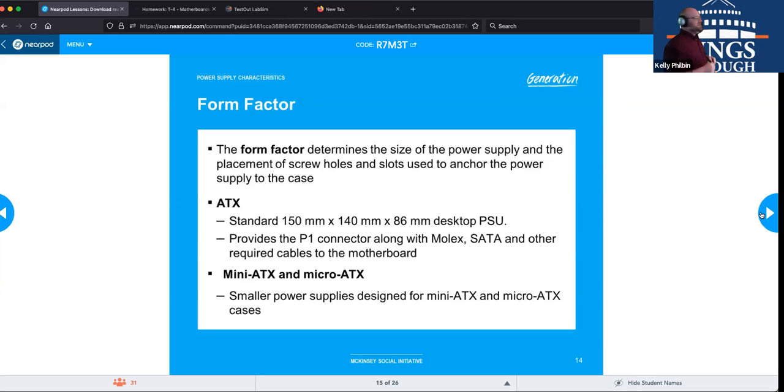All right, mini and micro ATX boards have smaller power supplies to fit the smaller needs of the cases that they're attached to. And so basically, knowing your case and motherboard, make sure that the form factor fits what you already have.